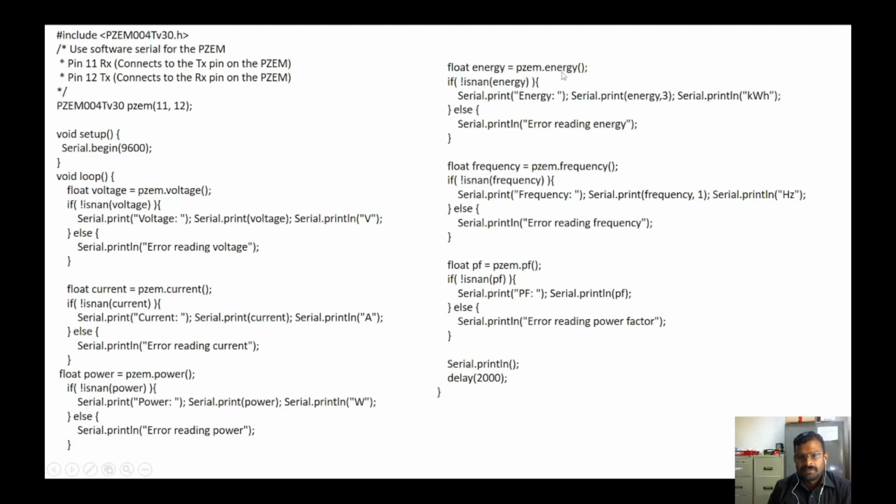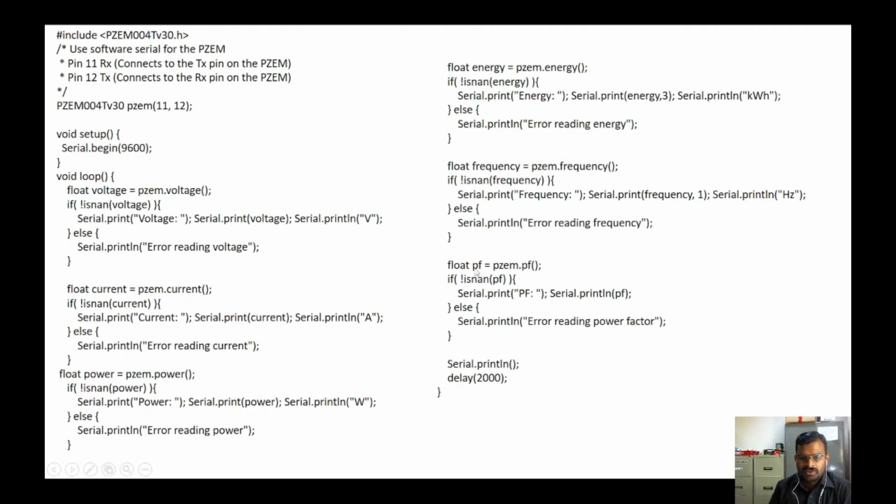So for energy, same pattern: float energy is equal to PZEM dot energy of. If you are using a different header file, maybe you will have a different function name. Since this header file has the function name like this, it is declared like this here. This energy variable can be renamed anything, but this function we have to use the same way because it is declared inside the header file like this. Okay, and for frequency, and similarly for power factor.